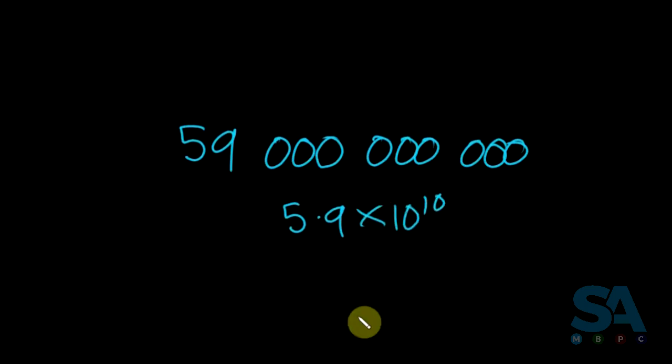For example, if we had a huge number like, I don't know, 59 billion, 59 followed by 9 zeros. This is a bit of a hassle to deal with in calculations and just in general. So what we do in maths is we like to change the form of these very big or very small numbers into a form that is just easier to deal with. The standard form for 59 billion is going to be 5.9 times 10 to the 10.